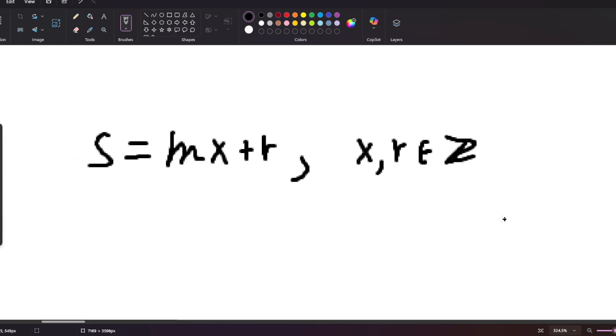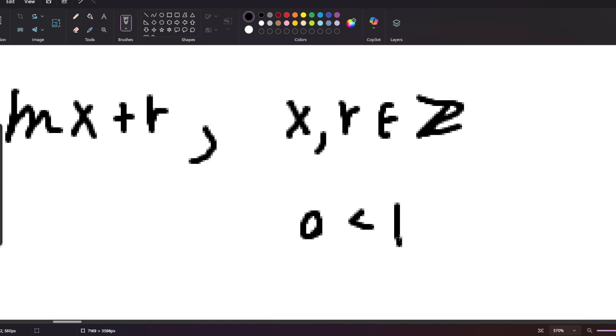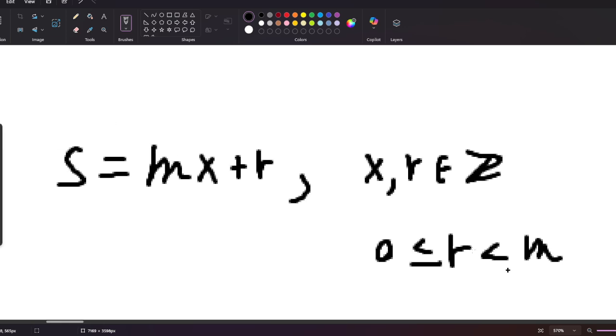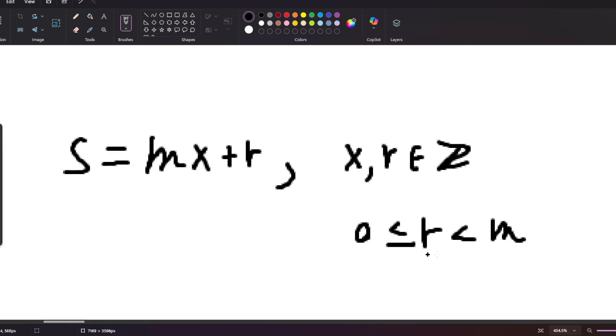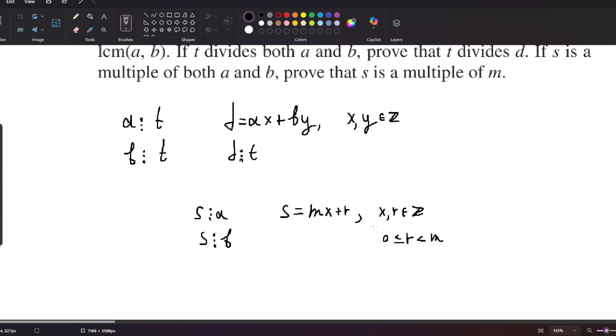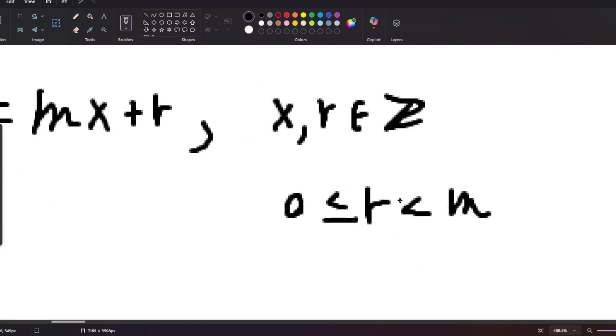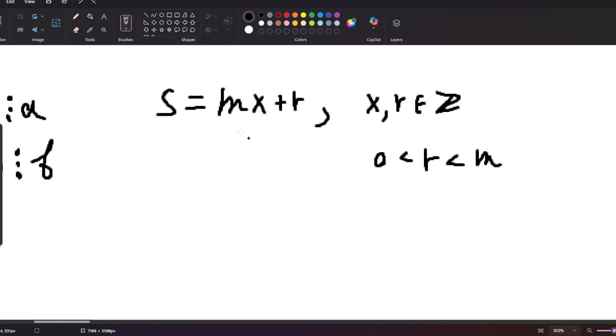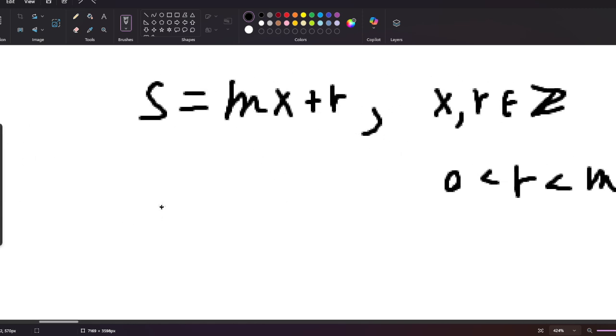Now, normally we would say that r is bounded by 0 and m, where 0 is included. But in this case, we don't really care about r equals 0, because that's something we're trying to prove, and obviously there's at least one like that. You can just multiply m by whatever. But what we do need to do is prove that there is no such number that r is not equal to 0. So now what we're going to do is transport mx to the left-hand side.